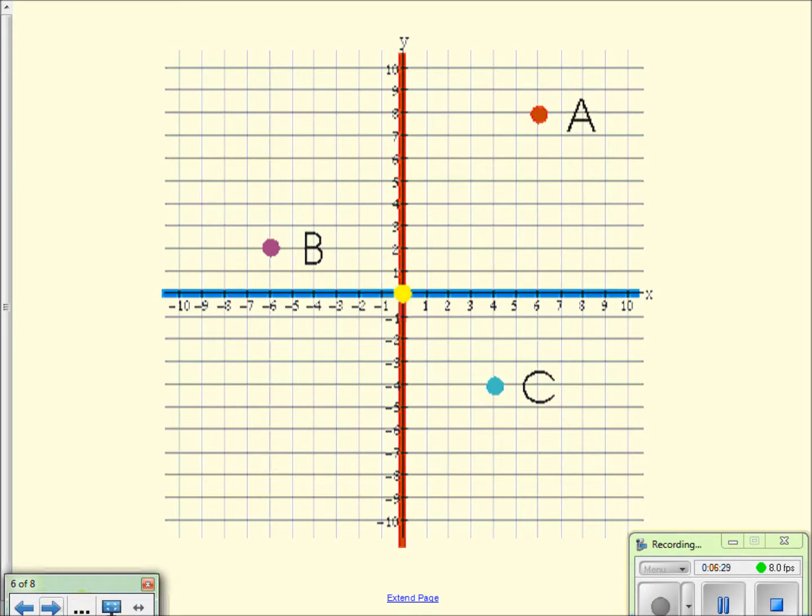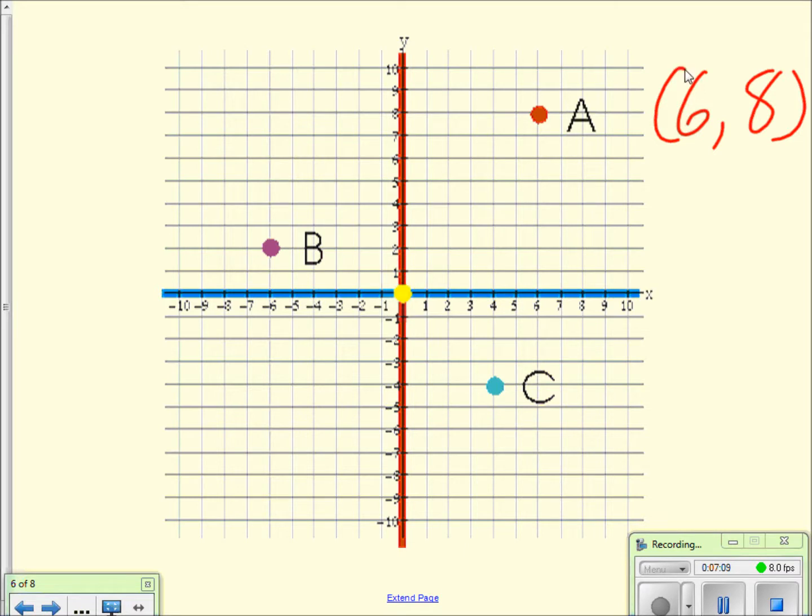So let's start off with A here. I want to first know the X, so I'm going to start going left to right, going in the elevator. So it's over at 1, 2, 3, 4, 5, 6. Looks like it's right there above 6. So my first number is going to be 6. My second number then is going to be the Y. So if I look at the Y, it's up 1, 2, 3, 4, 5, 6, 7, 8. So it is at 6, 8. That is the ordered pair for point A.